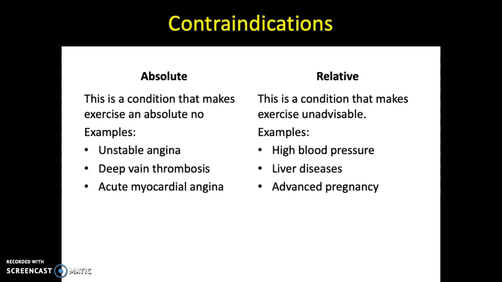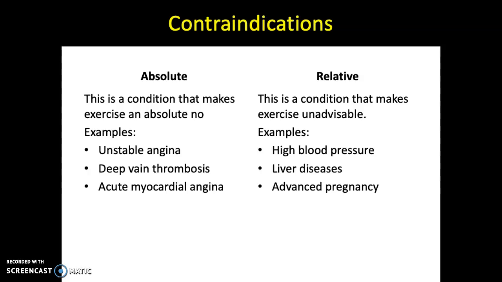The next one is relative contraindications. These are conditions that make doing exercise unadvisable, and this means that exercise shouldn't be given. However, if a client, say, really wants to exercise, then there can be certain exercises that can be allowed. Some examples of relative contraindications are high blood pressure, liver diseases, and advanced pregnancy.